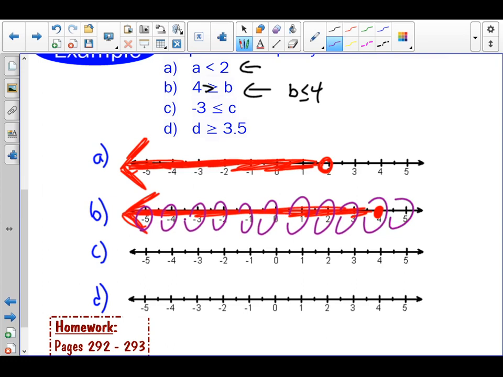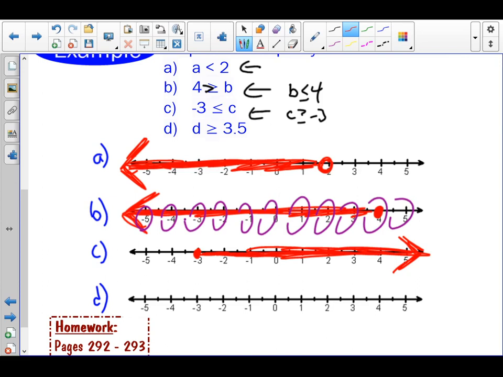And we're on to the next one. The next one is another one where the letter comes second. So we can rearrange it. And the big part is beside the C, so we'll replicate that and put C is greater than or equal to -3. Where does -3 live? -3 lives right here. Now, C is greater than or equal to that, so it's everything to the right. And there we go. That represents C is greater than or equal to -3.